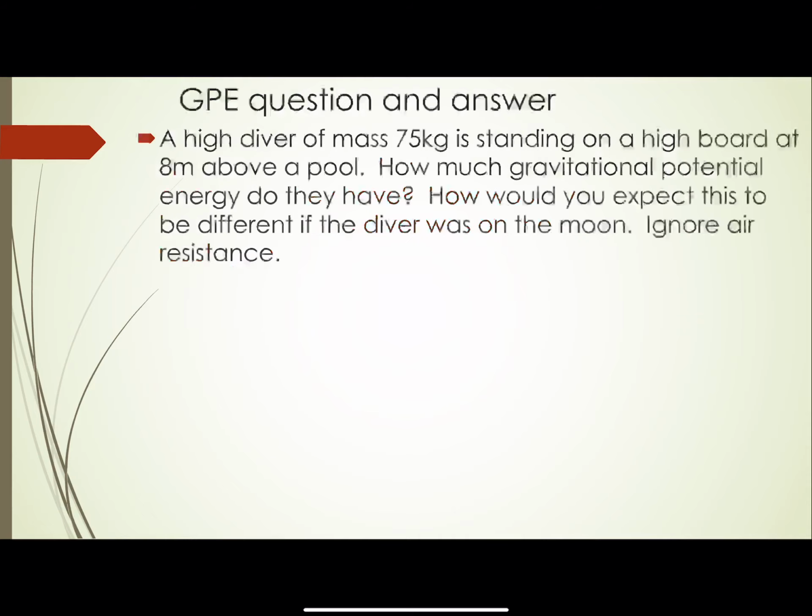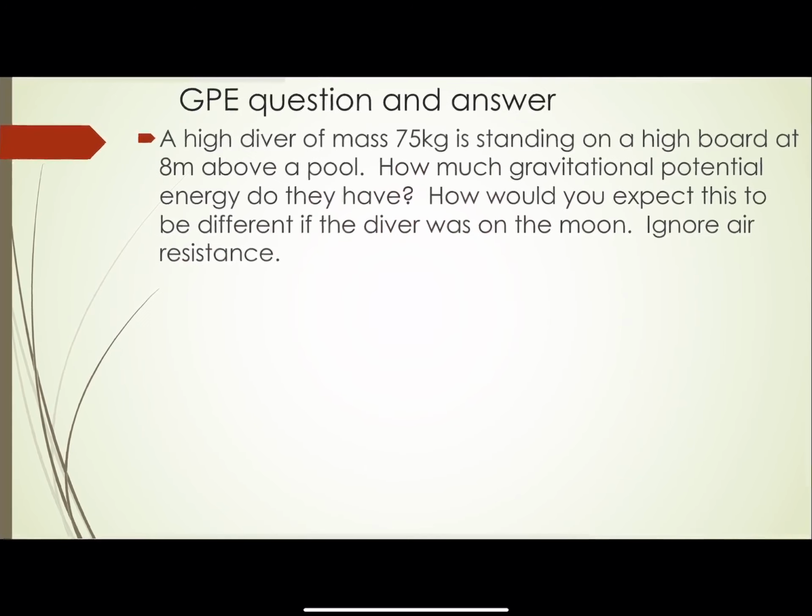Here's the question. A high diver of mass 75 kilograms is standing on a high board at 8 meters above a pool. How much gravitational potential energy do they have? That's the first part. How would you expect this to be different if the diver was on the moon? Ignore air resistance. Pause it here if you want to have a go yourself.